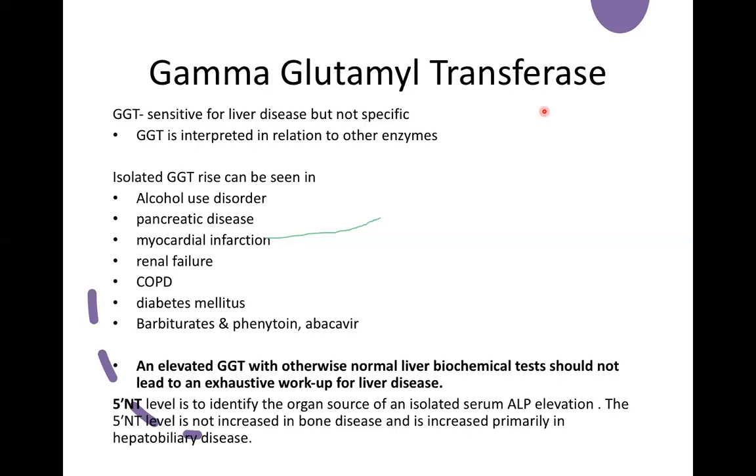Gamma GT can go up in other disorders as well, like pancreatic disorders, myocardial infarction, renal failure, COPD, and certain drugs. And like I said, it should be interpreted in relation with alkaline phosphatase.